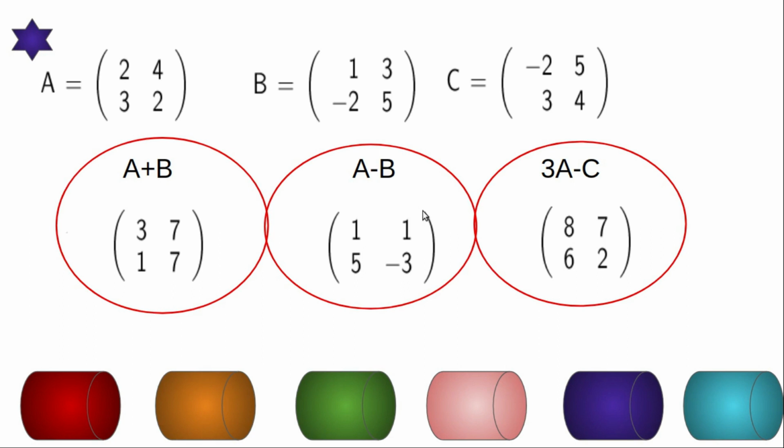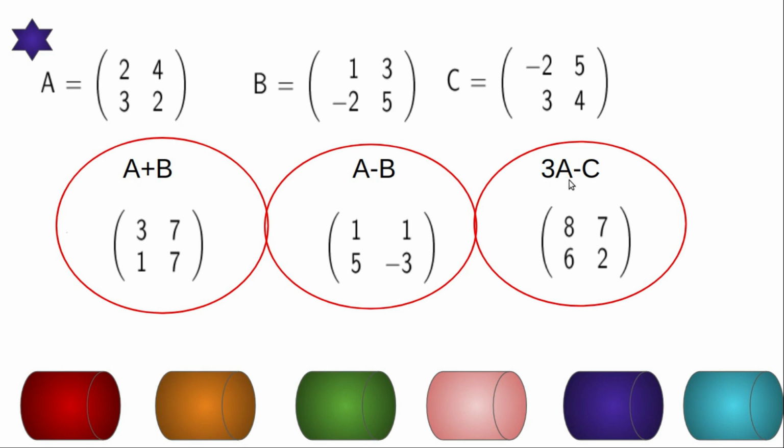We will discuss related problems. Consider three matrices: A matrix 2, 4, 3, 2, B matrix 1, 3, minus 2, 5, C matrix minus 2, 5, 3, 4. Then A plus B equal to 2 plus 1, 3, 4 plus 3, 7, 3 plus minus 2, 1, 2 plus 5, 7. Then A minus B, 2 minus 1, 1, 4 minus 3, 1, 3 minus minus 2, 3 plus 2, 5, 2 minus 5, minus 3.